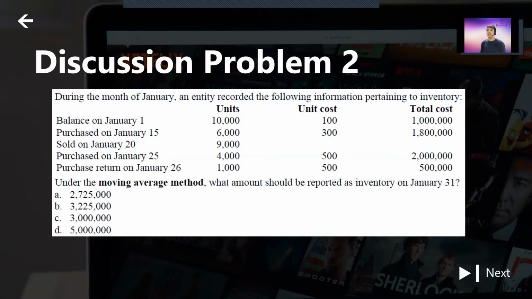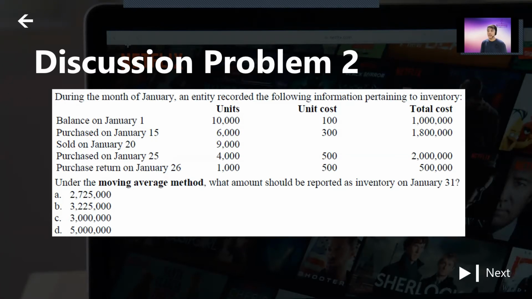So during the month of January, an entity recorded the following information pertaining to inventory. So we have the balance on January 1. So this is the beginning inventory balance. So that's 10,000 multiplied by 100 or 1 million total cost. Ayan, there's a purchase made on January 15 for 6,000 units at 300 pesos per unit. So that would be 1.8 million.